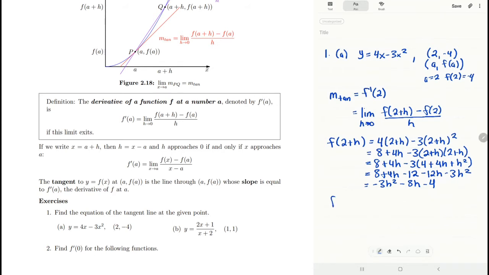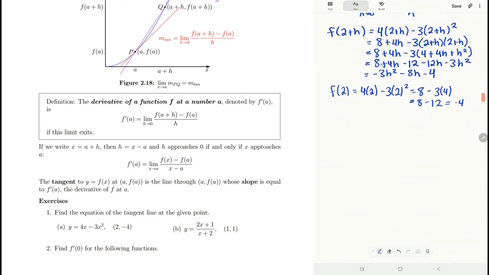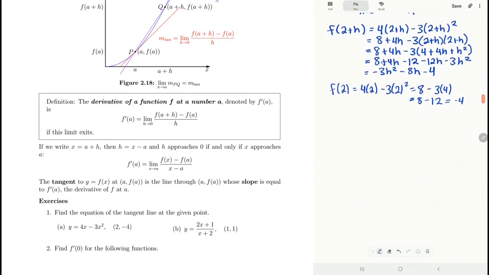And so now we also need to calculate f of 2, which is 4 times 2 minus 3 times 2 squared. So that is 8 minus 3 times 4. That's 8 minus 12, which is negative 4. So now we can determine the slope of the tangent line.